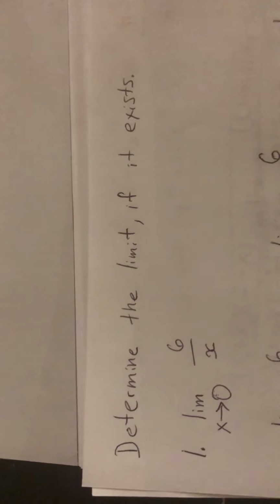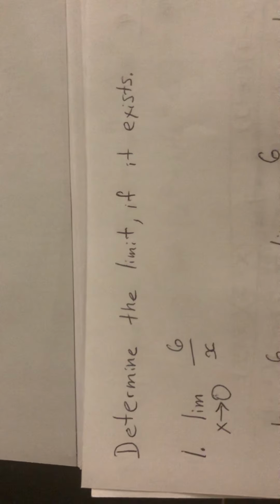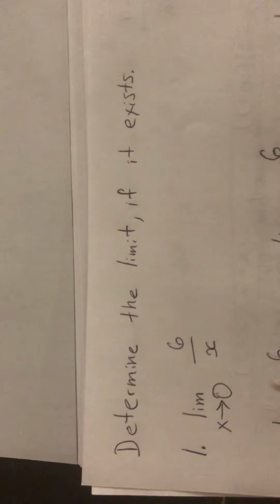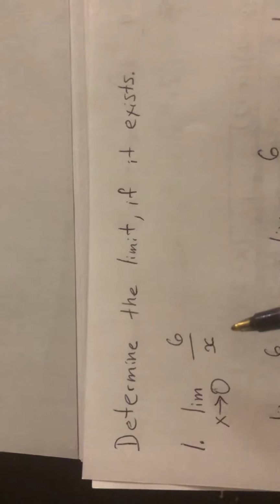All right, determine the limit if it exists. Exercise 1, the limit as x approaches 0 of 6 over x. All right, pause the video and try it on your own. All right, let's do it.